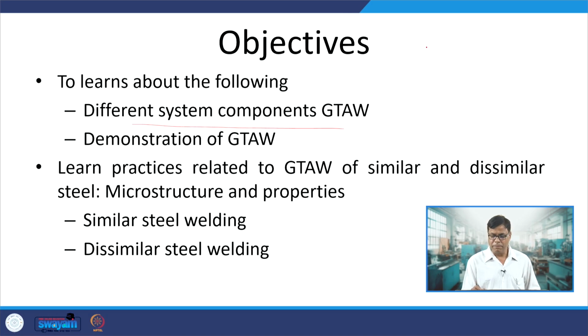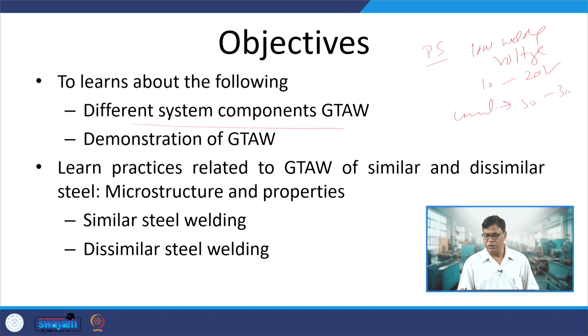There is a power source for the GTAW which basically supplies very low welding voltage, normally 10 to 20 volt, and the current can range on the higher side, like 50 to 300 or 400 ampere depending upon the system capacity. If it is a low capacity welding transformer, then these are air cooled. Otherwise, high capacity welding transformers for the GTAW are water cooled.